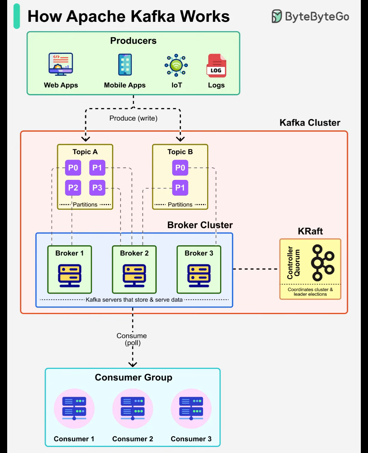Today's explainer walks through Apache Kafka end-to-end: how producers write, how brokers store and replicate, how partitions scale throughput, and how consumer groups share the work. Use this as a mental model for sizing clusters, structuring topics, and debugging lag.